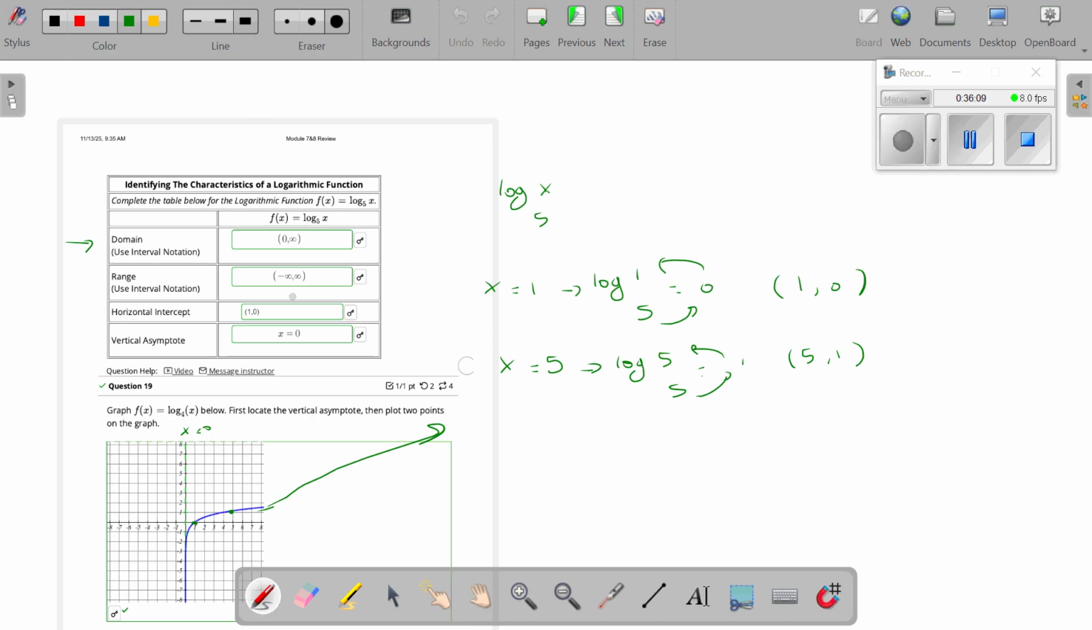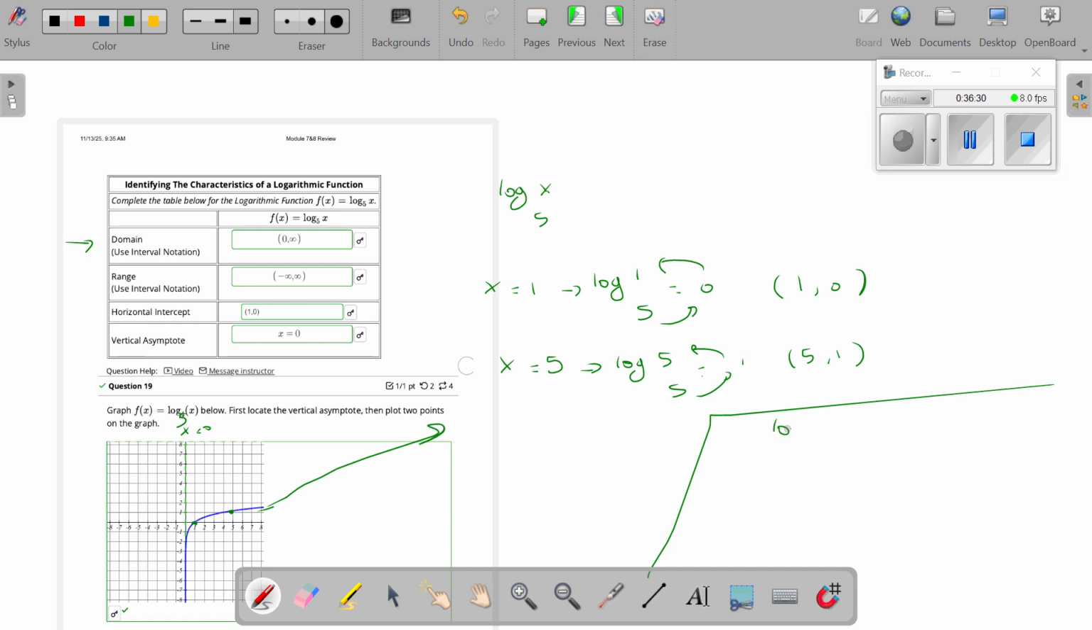And actually, I noticed that here I was supposed to graph log of x base 4, but I graphed log of x base 5. I graphed the same thing that I saw on the top, which is okay. It's going to be the same rule, basically.